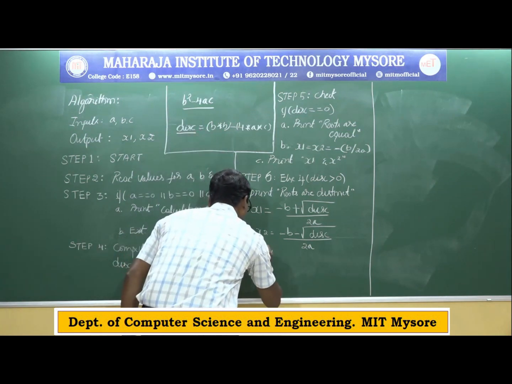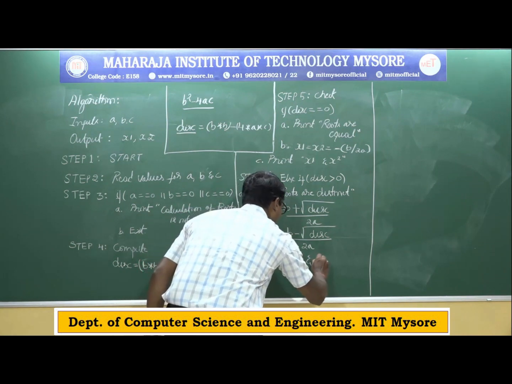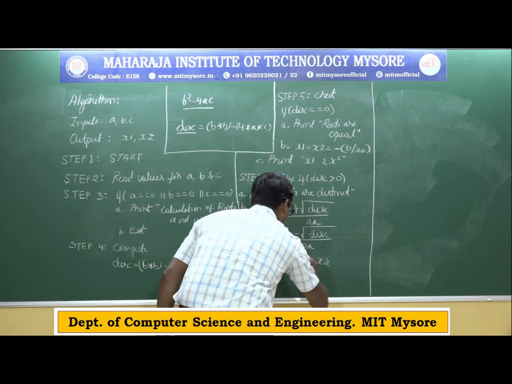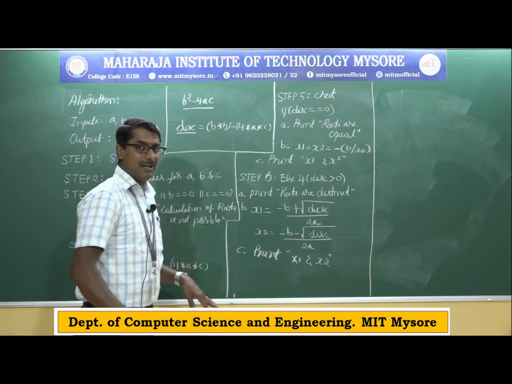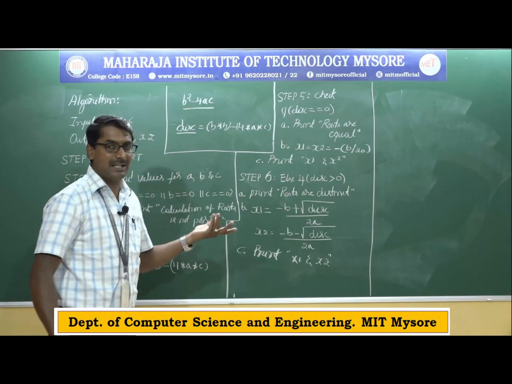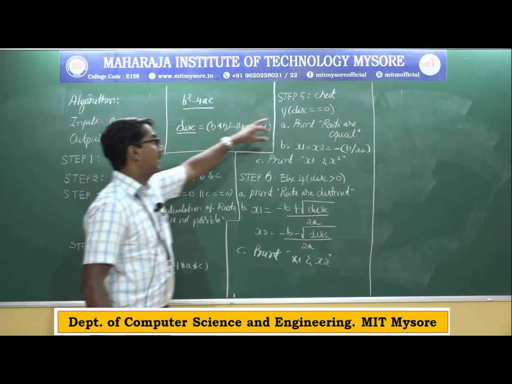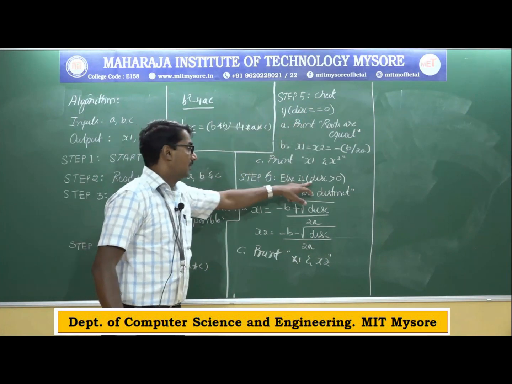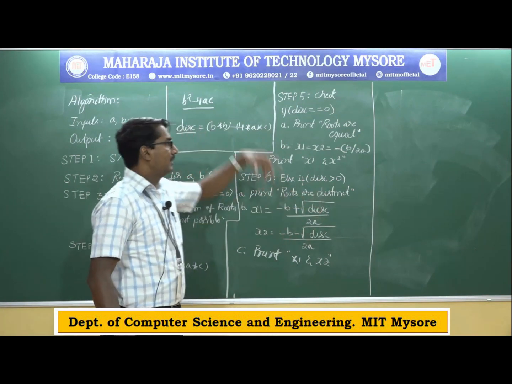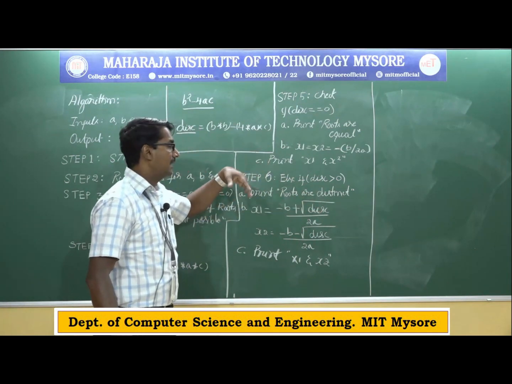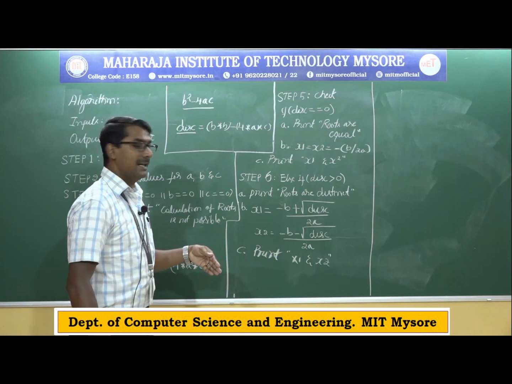Then print x1 and x2. So, I will print the value of x1 and x2. Next, if this condition is also false, the remaining case is that the disc value is less than 0. It is not 0, and if it is greater than 0 it would have executed. If these conditions are false, the remaining case is that the value is less than 0.